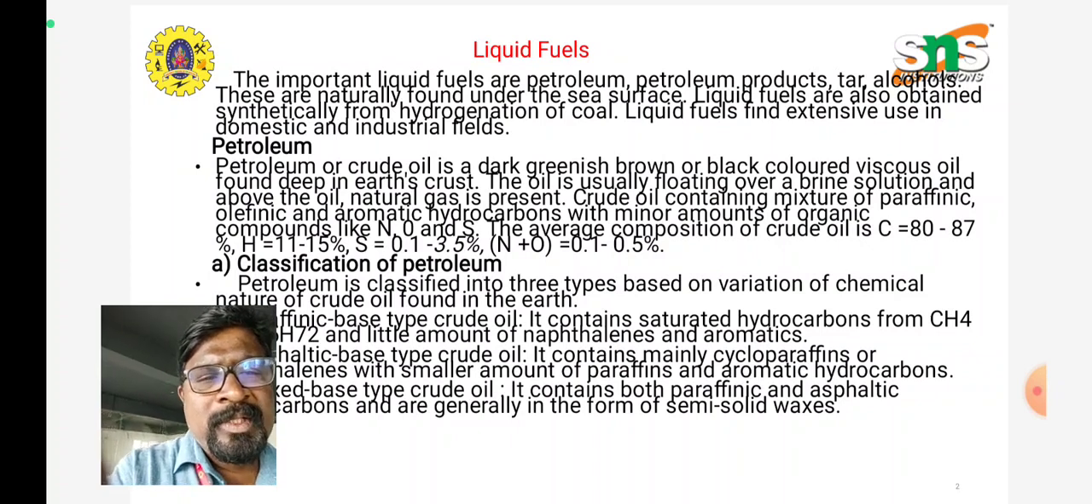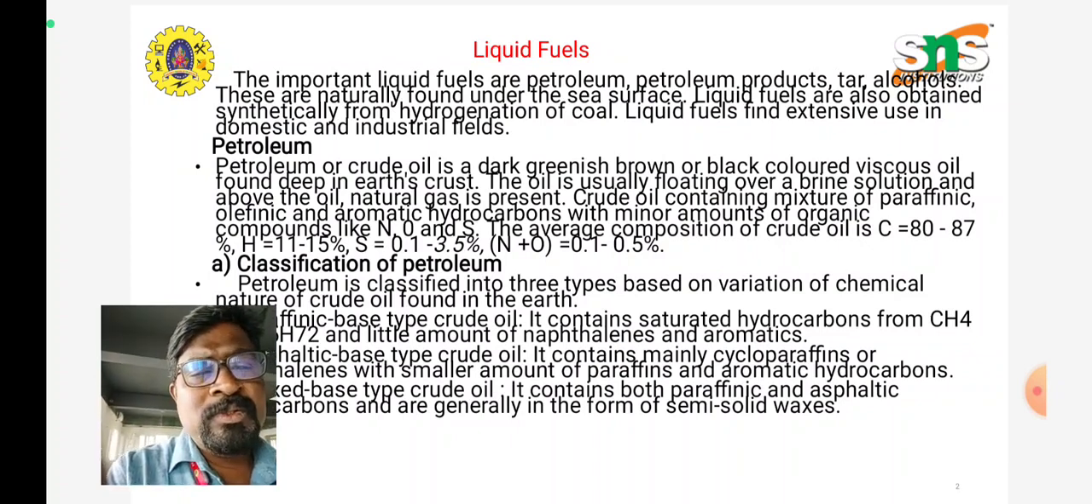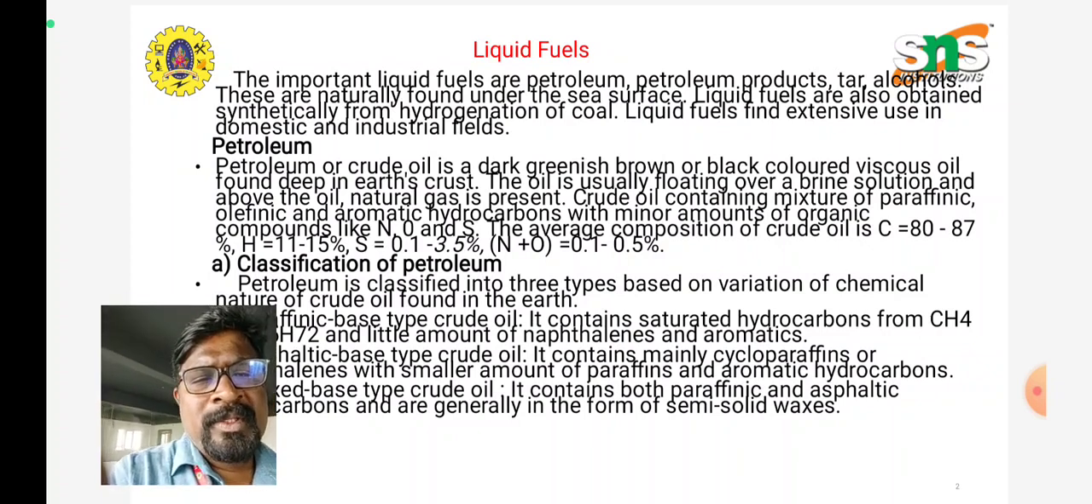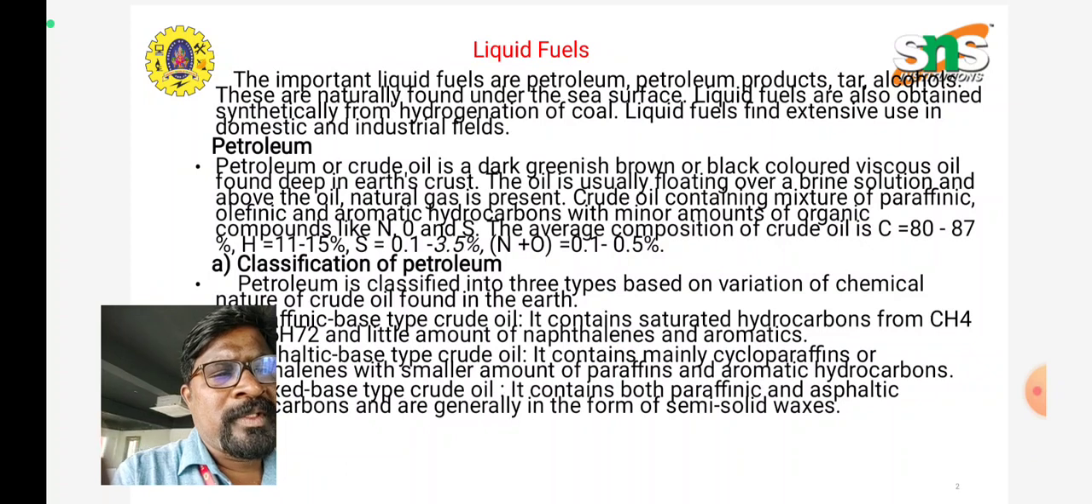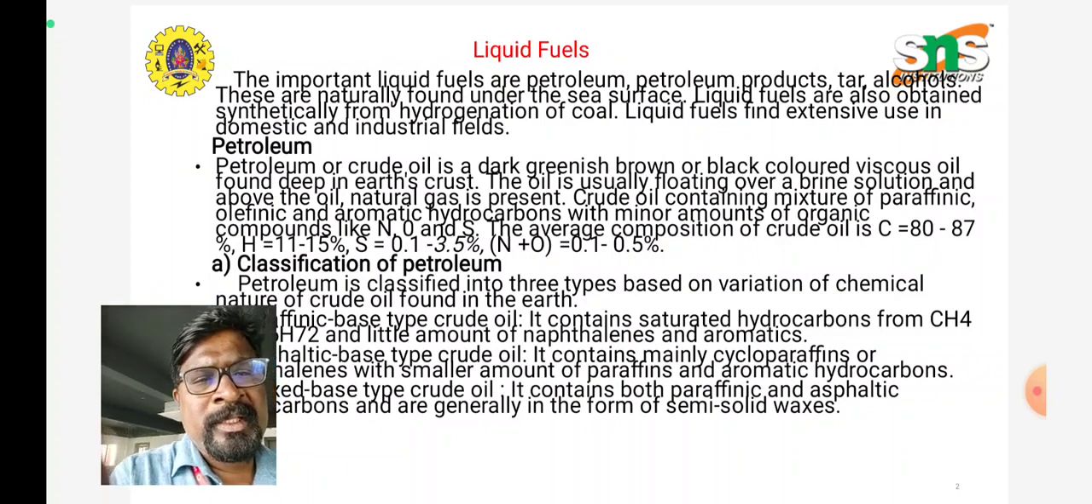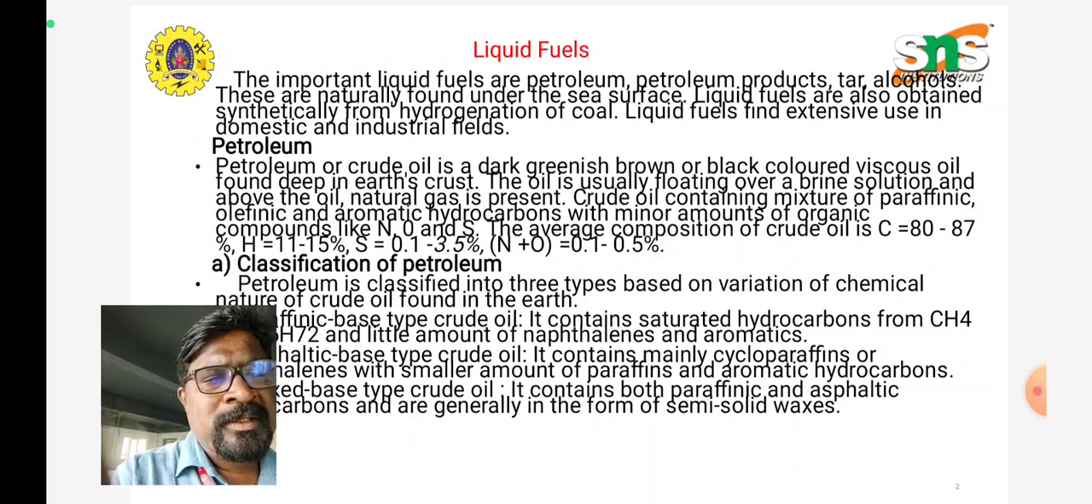To speak about petroleum, it is a common term that is used to mention the products which are obtained from nature. Petroleum or crude oil is a dark greenish, brown or black colored viscous oil found deep in the earth's crust. The oil is usually floating over the brine solution, and above the oil, natural gas is present. Crude oil contains a mixture of paraffinic, olefinic and aromatic hydrocarbons with minor amounts of organic compounds.